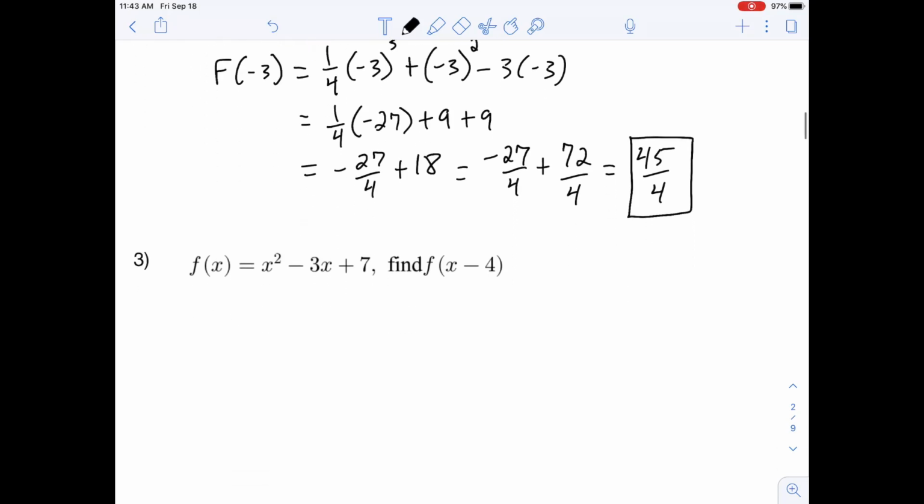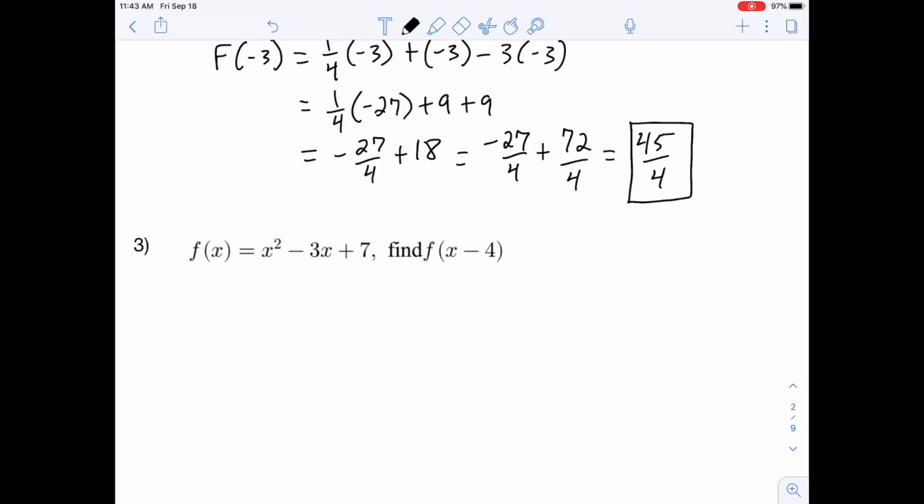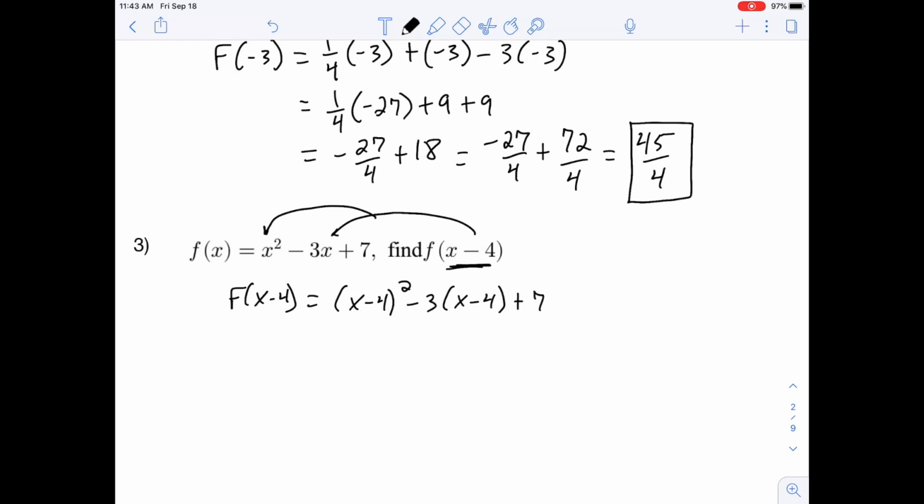All right, so then number 3, this is a little different, but we're still doing the same thing. If I want to find f of x minus 4, that means I'm taking this and again plugging it into every x in f of x. This time our answer is going to be an expression, not just a number. So f of x minus 4 is equal to x minus 4 squared minus 3 times x minus 4 plus 7. Remember, we're taking this and we're plugging it into every x. And that's what I have right here. I plug that into that x, plug that into that x right there. Now we need to simplify this.